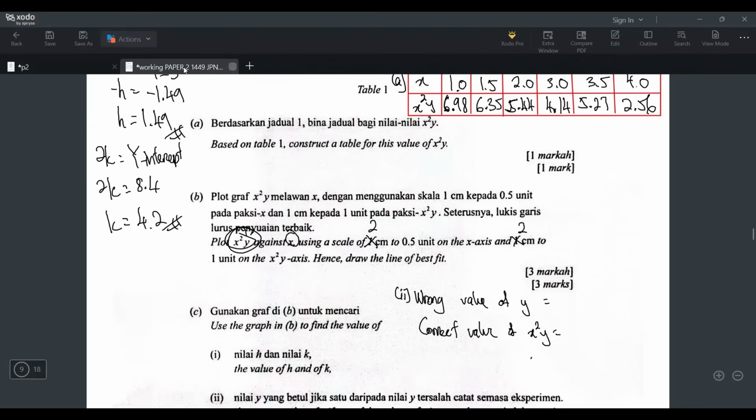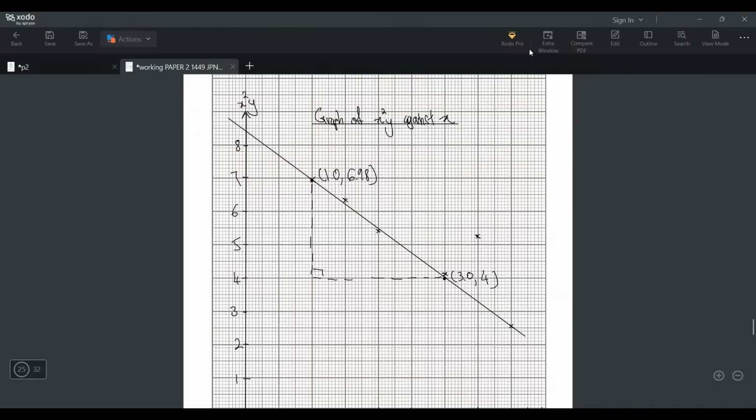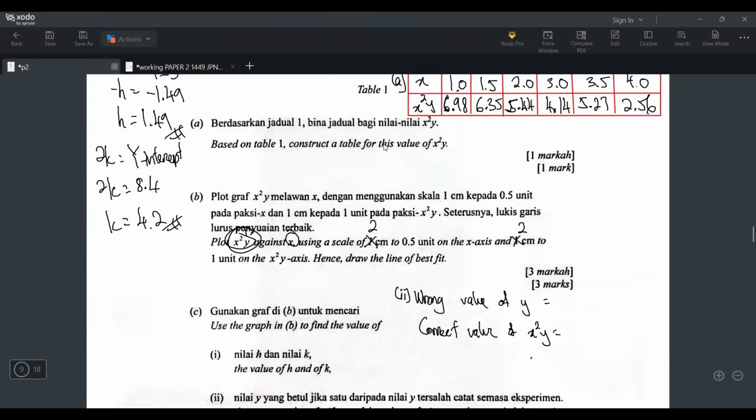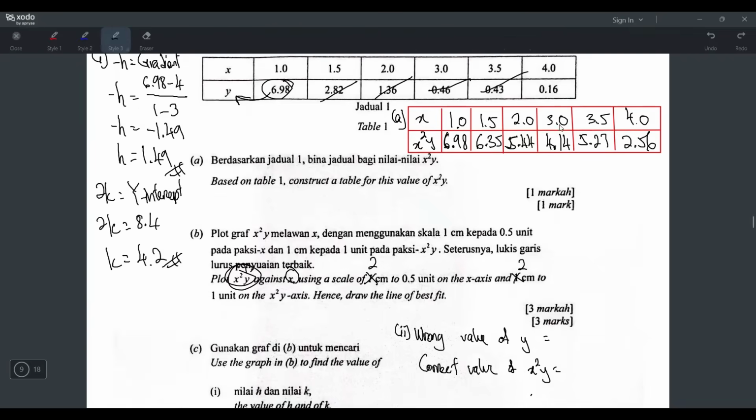So the wrong value will definitely be this point right here, right? But they want the wrong value of y. If you butcher here, you will get the wrong value for x square y, which you can get from your table actually, which is this one, right? If you butcher to the y-axis, you get this 5.27, right? But they want the wrong value of y. So actually, I will look here instead, 0.43, because that's the y, right? So that's the wrong value of y, 0.43.